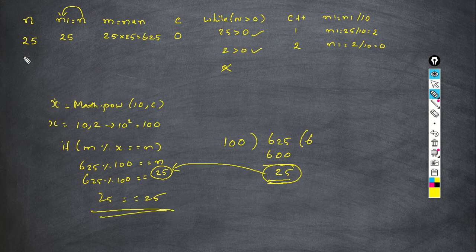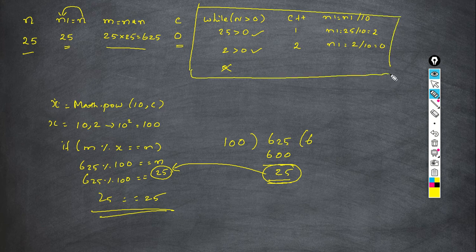Am I clear? Once again, let me retry. N is 25. I'm storing n in the new variable n1, and I'm making the square, and c is a variable initially 0. This loop will execute 2 times, 3 times, as many times as there are digits. After I execute this loop, I get the final answer as 2. That 2 is used here in Math.pow. According to that, I got 100, and I'm taking the modulus by x and checking whether it's equal to n. If it is equal, then our automorphic number logic is satisfied. Hope you understood this.